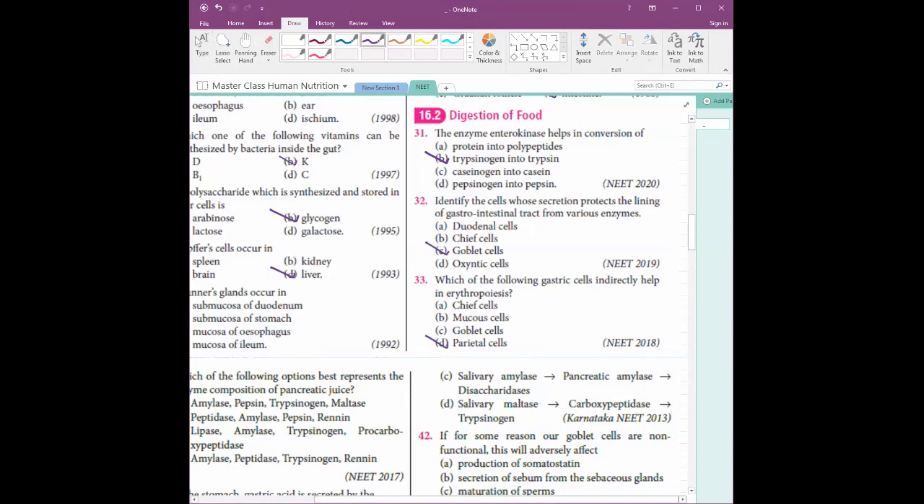Guys, can you quickly give me the other name for parietal cells? Very nice. Zoe has given me the right answer. The parietal cells, or we also call these, yes, Darshanita is also right, your oxyntic cells. And guys, what have we said? These are the ones. What are they going to produce? They are going to produce HCl and the intrinsic factor, guys.